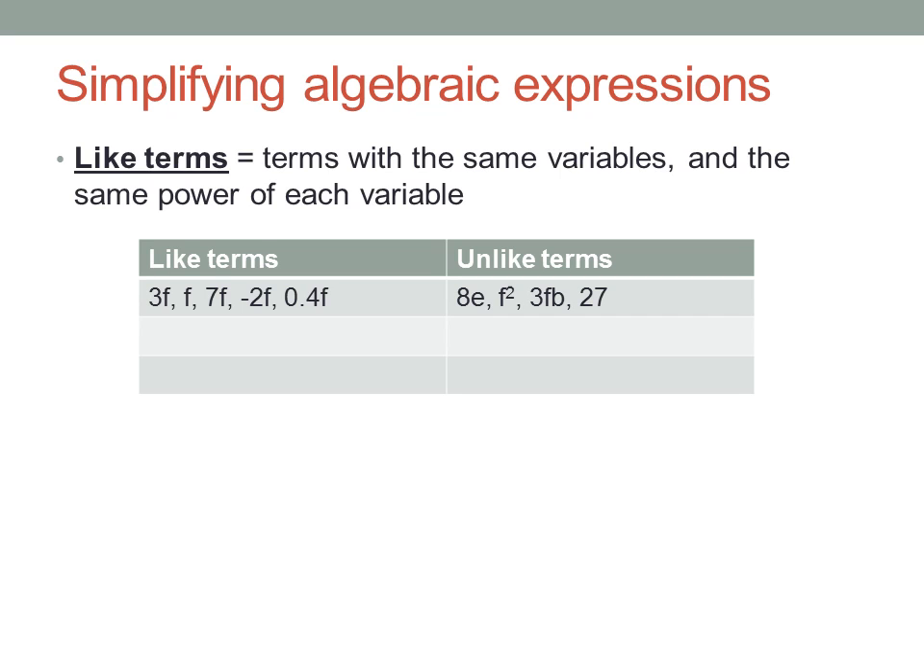In contrast, none of those are like any of these. 8e has an e instead of an f. f squared has two f's. It's f times f. 3fb has an extra variable. And 27 doesn't have any f's.